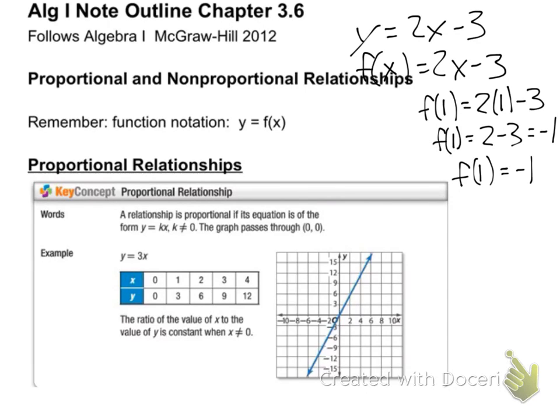You guys remember this? Those were proportional relationships. And again, if I find the difference between these, which is my change in x, would you guys say that's 1 minus 0, 2 minus 1, 3 minus 2, and 4 minus 3? 1, 1, 1, 1. That's my change in x. Do the same thing for my y's: 3 minus 0, 6 minus 3, 9 minus 6, and 12 minus 9. All of these end up being 3, 3, 3, 3. That's my change in y.